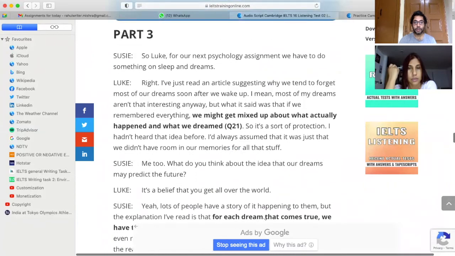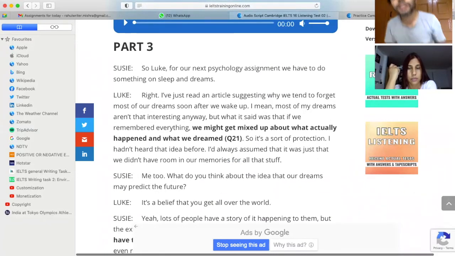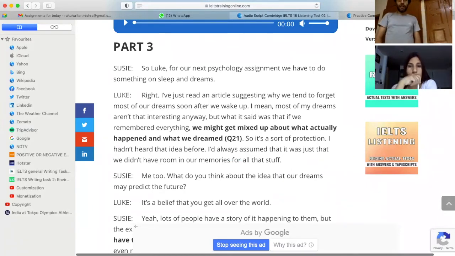Okay, so Susie is saying for our next psychology assignment, we have to do something on sleep and dreams. I have just read an article suggesting why we tend to forget most of our dreams soon after we wake up. But what it said was that if we remembered everything, we might get mixed up. Mixed up means we might get confused about what actually happened and what we dreamed. So it's a sort of protection, right?